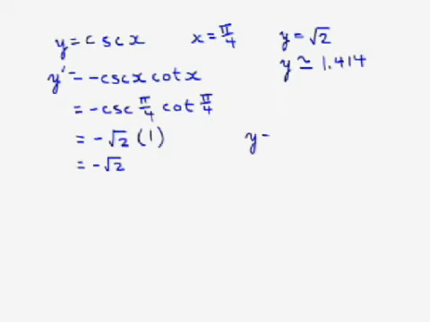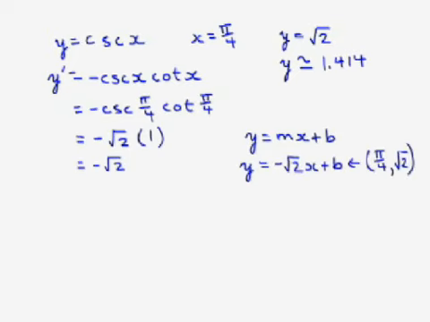So we write y is equal to mx plus b, and this is our equation of a linear function. At this point we know what m is, our slope. We know that it is negative root 2, so we substitute that in. The only thing we need to find is b, our y-intercept. So to do that, we are going to substitute in our point pi over 4 and root 2. Pi over 4 is substituted in for x, root 2 is substituted in for y.